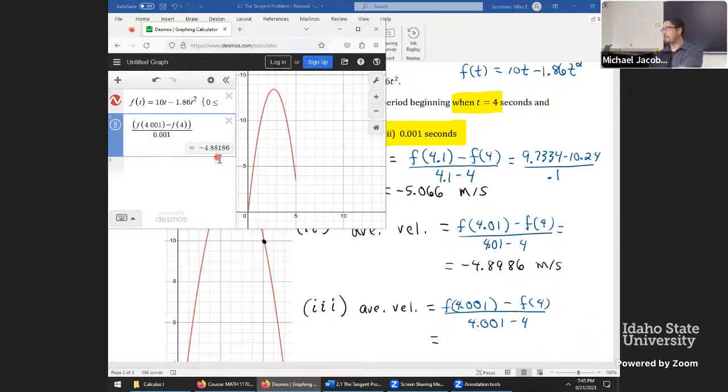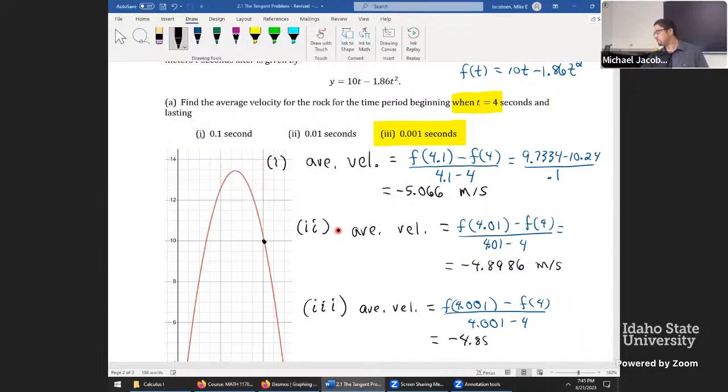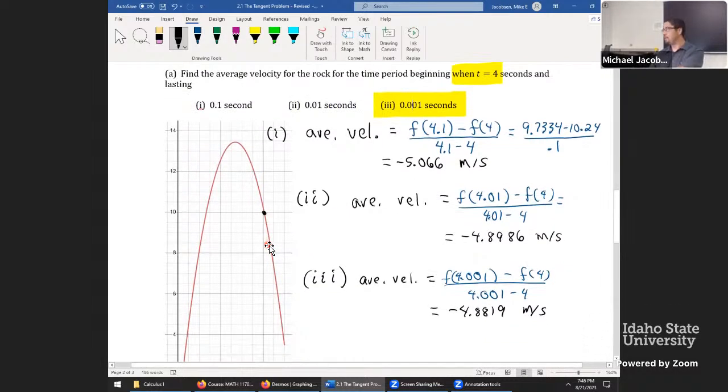And there's a number. Negative 4.8819 meters per second. Again, it should be negative. We're going down as we go beyond time is 4 seconds. But notice what's happening. We start at negative 5.066 meters per second.